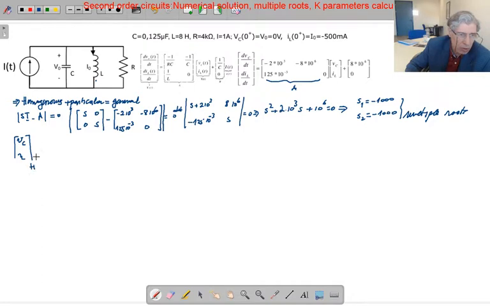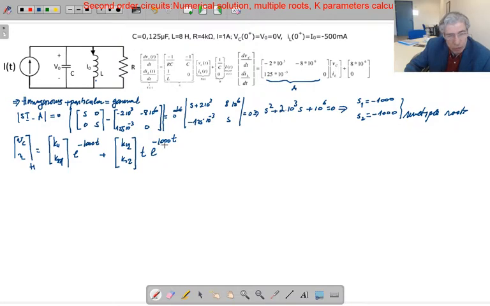Let me write the homogeneous solution at A. Let's represent the homogeneous solution: K11 e to the power minus 1000t. When the root is repeated, K12, K22, if you remember it from the differential equation course, it's going to be t times e to the power minus 1000t. So for this root, and for the same root, there's going to be a t in front of it. So that's the homogeneous solution.